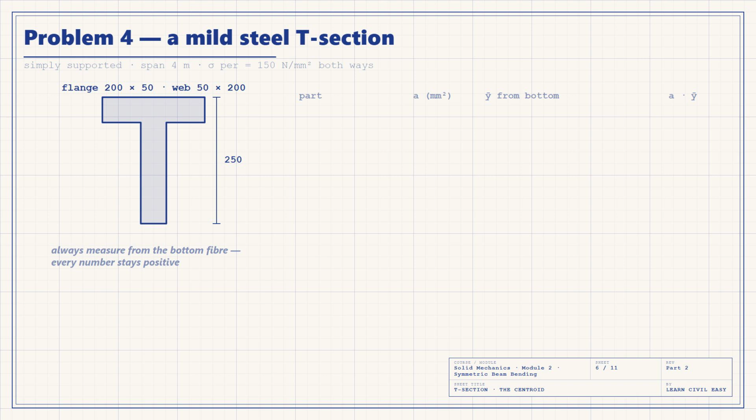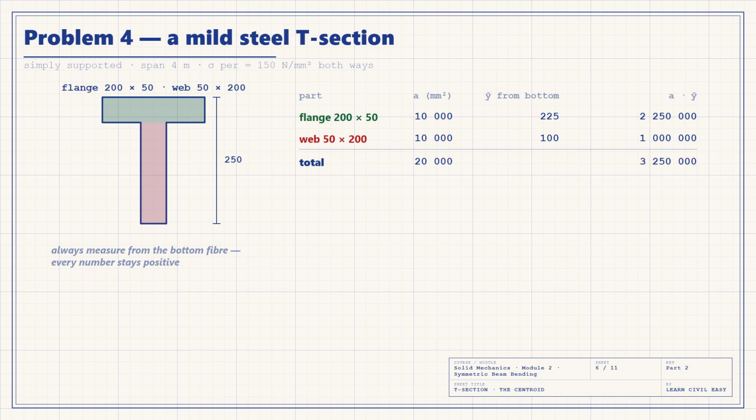It keeps every number positive and it removes sign errors, which is where most of the lost marks in this topic actually come from. The flange, its area is 200 times 50, 10,000 square millimeters. Its own centroid is halfway up the flange, and the flange sits on top of a 200 deep web, so it is 200 plus 25, 225 millimeters from the bottom. Area times distance is 2,250,000. The web, its area is 50 times 200, also 10,000 square millimeters. Its centroid is halfway up the web, 100 millimeters from the bottom. Area times distance 1 million, add them.